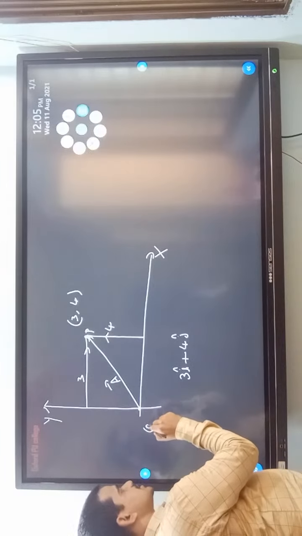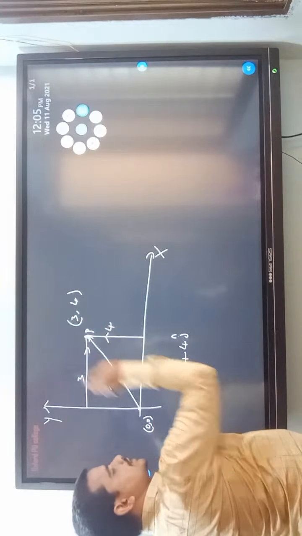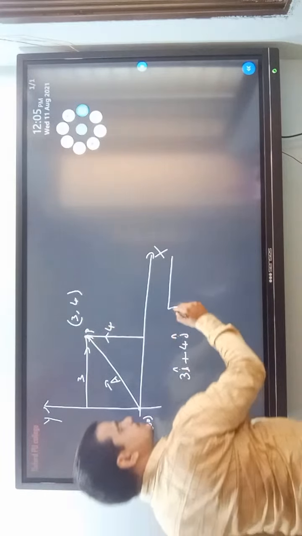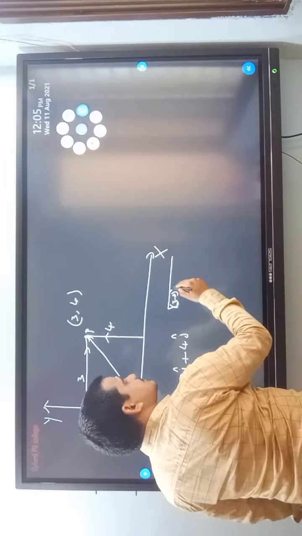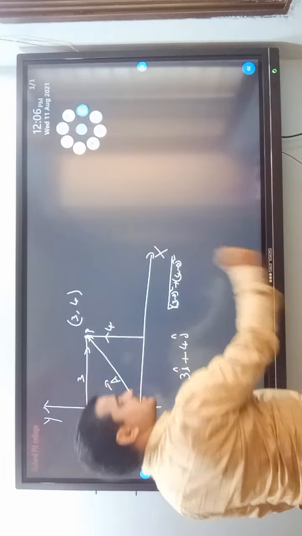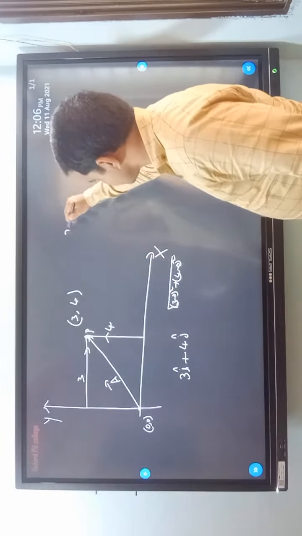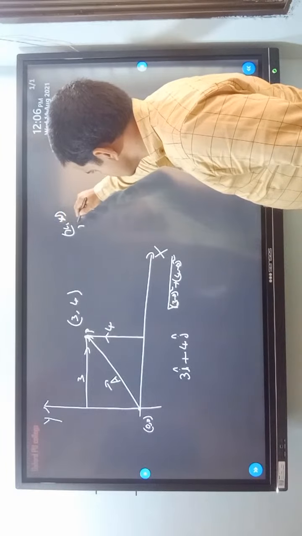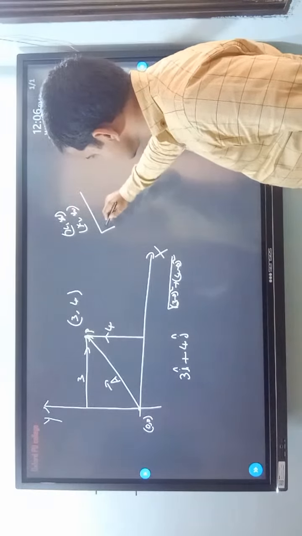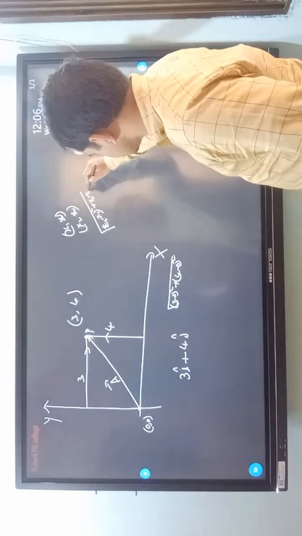The coordinates of the origin are 0, 0, meaning x1, y1. This is x2, y2. How to get the magnitude? Distance between the two points: root of x2 minus x1 whole square, here 3 minus 0 whole square, plus y2 minus y1 whole square, here 4 minus 0 whole square. Correct? How to find the distance between two points x1, y1 and x2, y2? The distance is the root of x2 minus x1 whole square plus y2 minus y1 whole square.